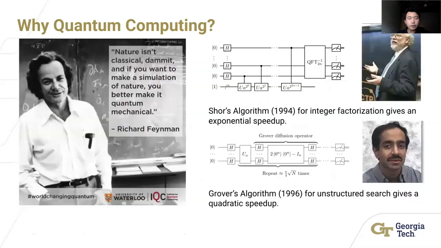The second is my physics hero, Richard Feynman. He imagined and proposed a quantum simulator in the 1980s, over 40 years ago. He believed that quantum systems follow quantum mechanics and classical computers cannot follow that scaling. We really need a machine that follows quantum mechanics to do the simulation job for us. I think that's another motivation.